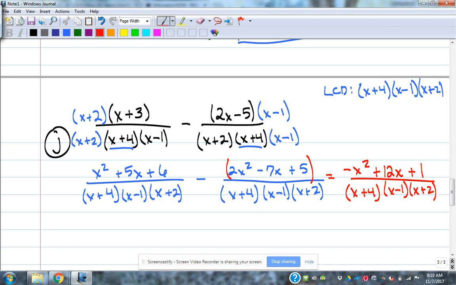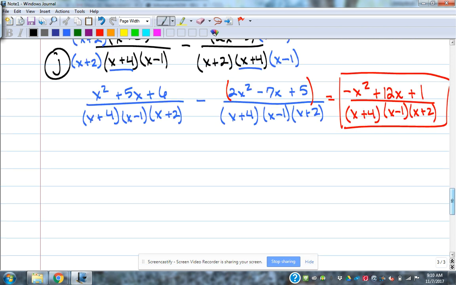We try to factor this. Negative 1 times 1 is negative 1. Is there anything that multiplies to be negative 1 and adds to be 12? Absolutely not. So if the top won't factor, then there's no simplifying that can happen. That subtraction is usually what catches folks on that last piece if they get all the denominator stuff right. That one was already in factored form when they gave it to us.